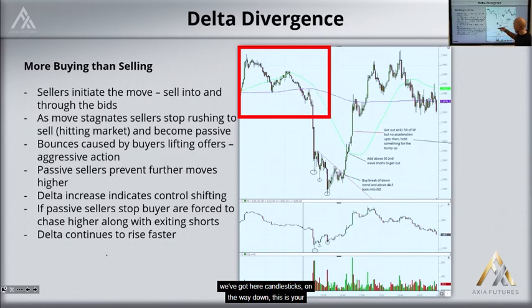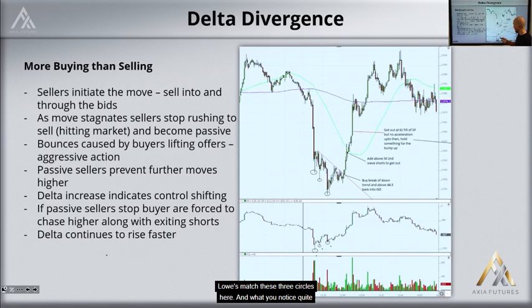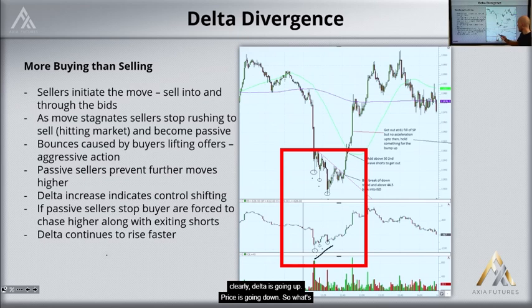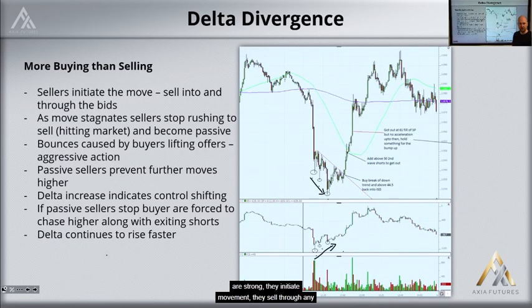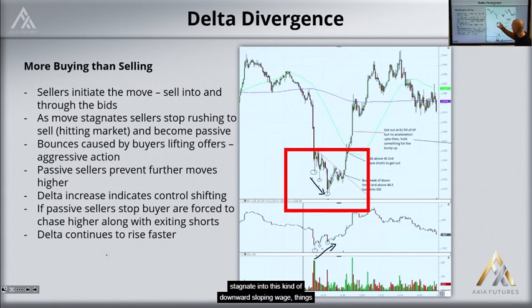So what we've got here, candlesticks on the way down, and this is your delta. Now, the three circles that you've got down at the lows match these three circles here. And what you notice quite clearly is that delta is going up while price is going down. So what's going on? Well, to start with, in the initial move down, sellers are strong. They initiate movement, they sell through any buyers, sellers take control. But once the move starts to stagnate into this kind of downward sloping wedge, things start to change.